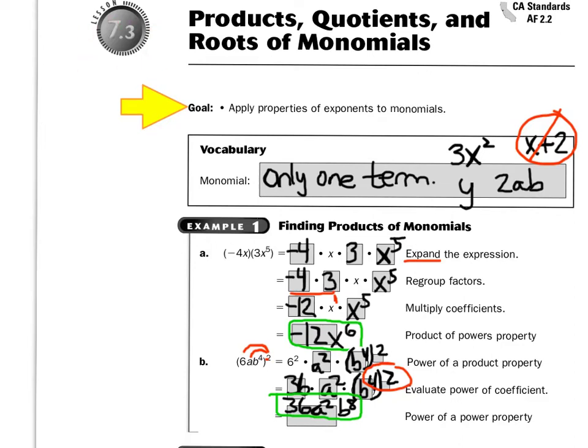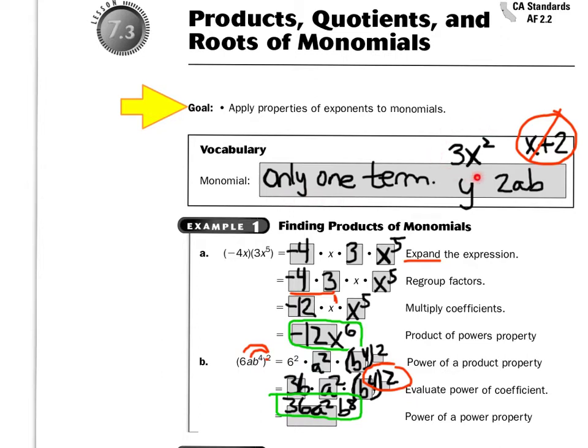Hello, you guys. Let's talk about 7.3, products, quotients, and roots of monomials. Well, that word monomial should be new to you. It means only one term, like the prefix mono, or the monorail at Disneyland is only one track. This means only one term.